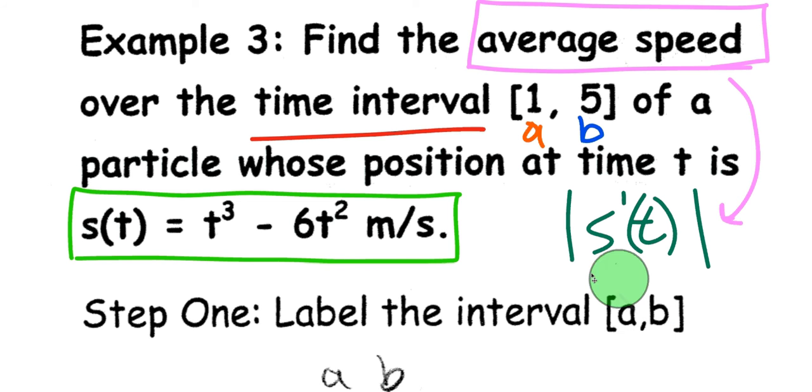Let's take a look at example number 3 for the mean value theorem for integrals. It says find the average speed. This is basically mixing with another lesson we've done, which is particle motion, over the time interval 1 to 5 seconds, of a particle whose position at time t is given by the following equation.